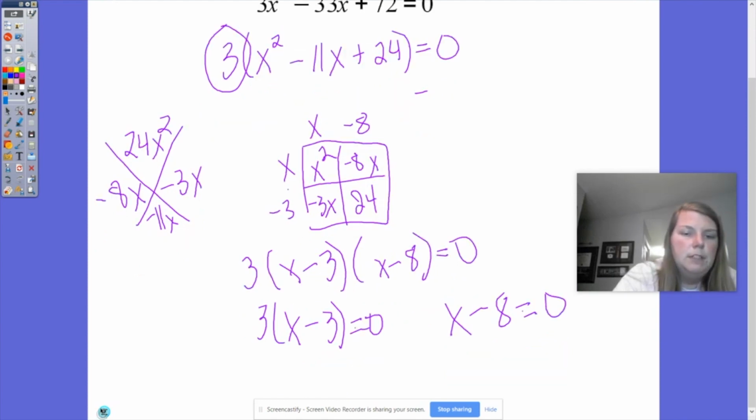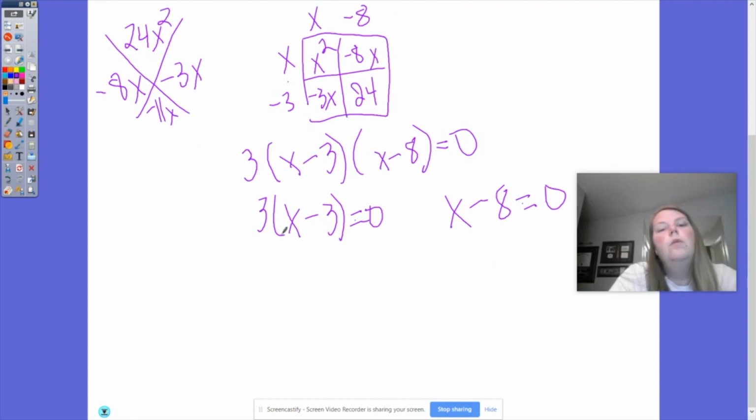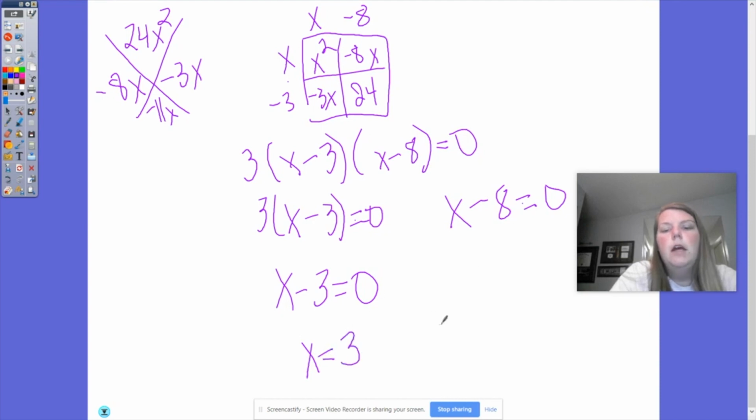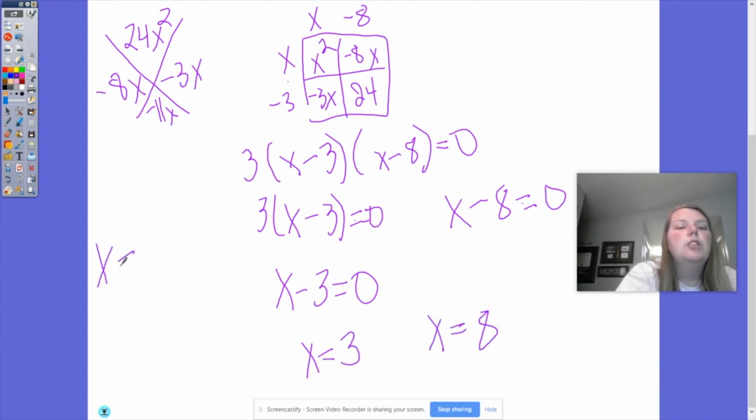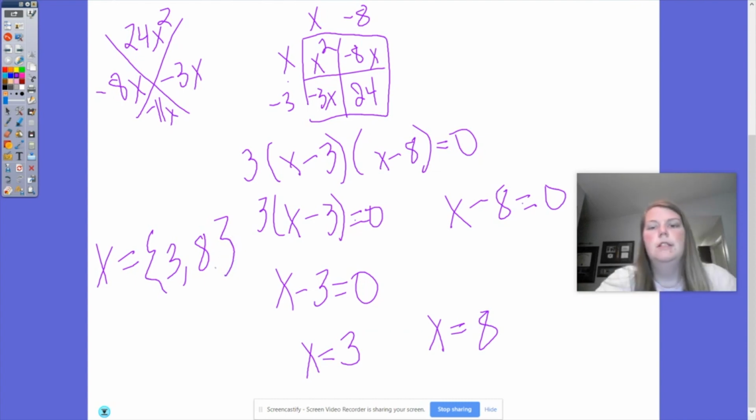So when we solve this first one, we want to divide by 3 on both sides to get x minus 3 equals 0. So x is equal to 3. And over here, x is equal to 8. And again, you want to write these as a solution set. So that would be positive 3 and positive 8 as our two solutions. These are the two specific solutions that make this quadratic equal to 0.